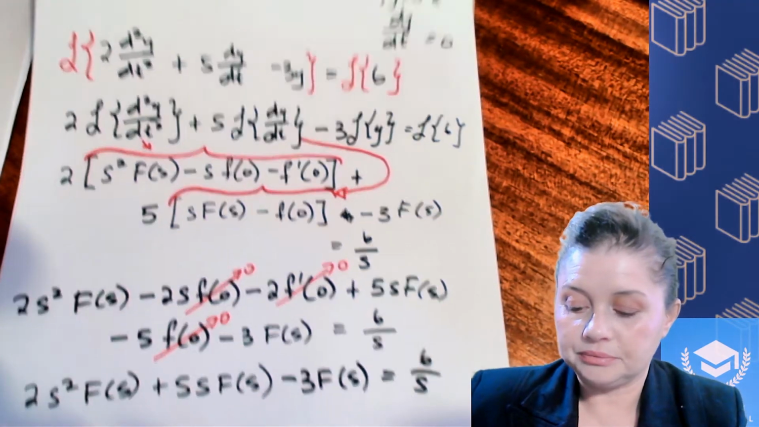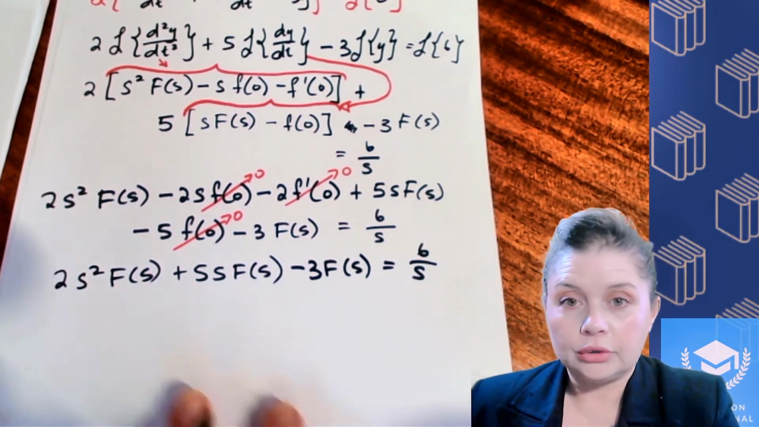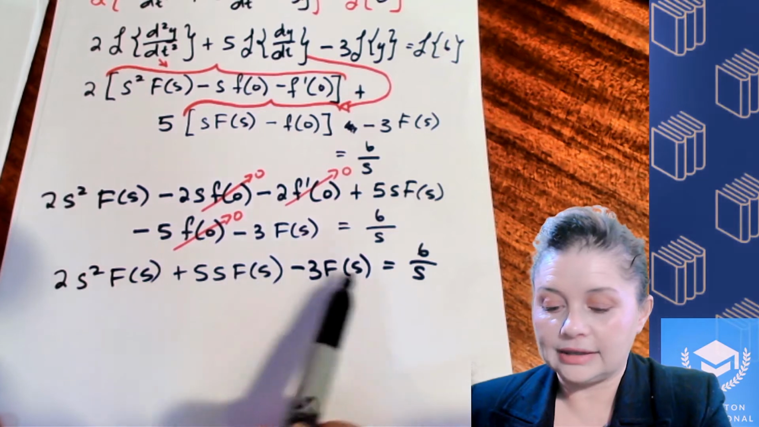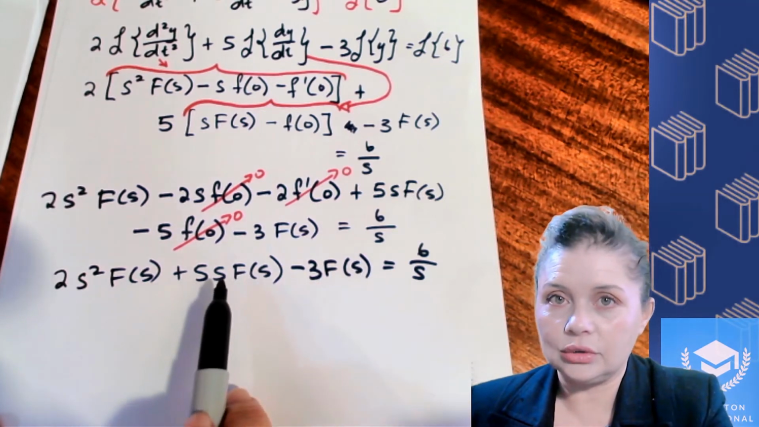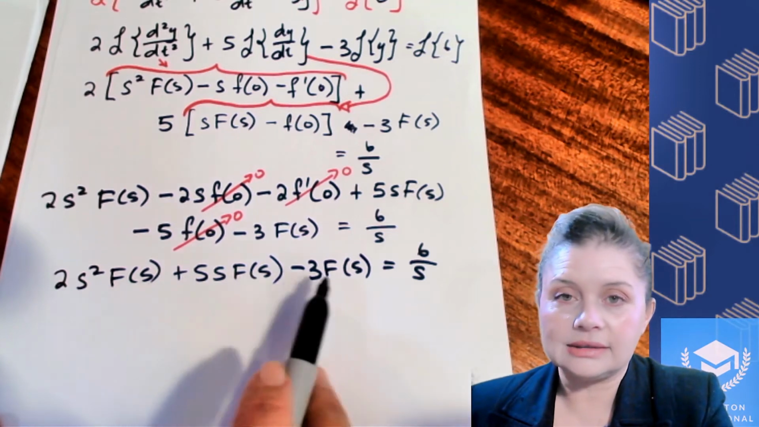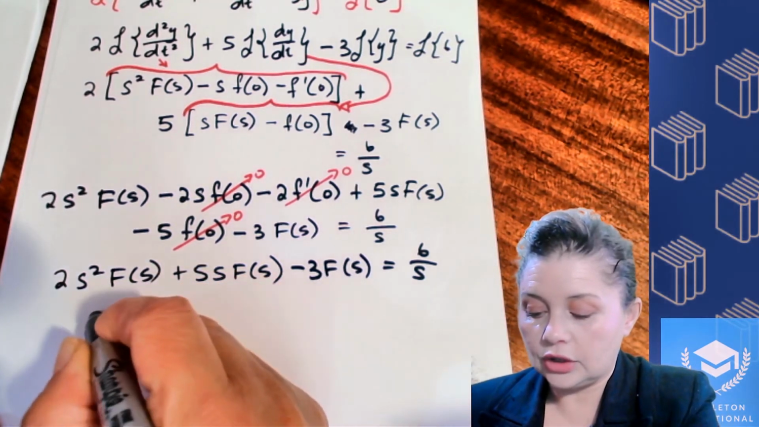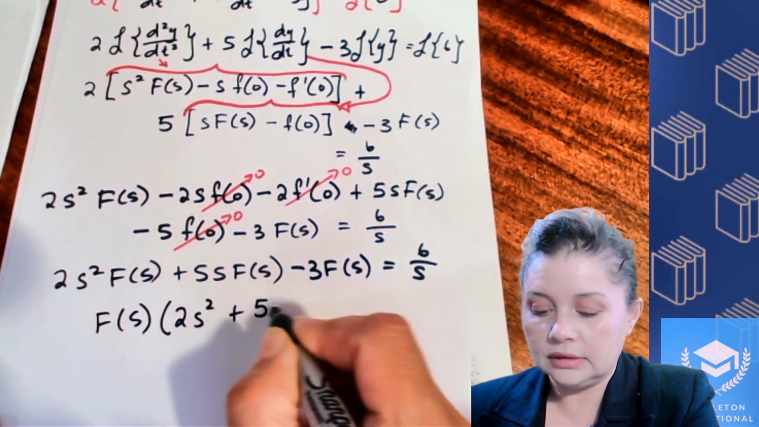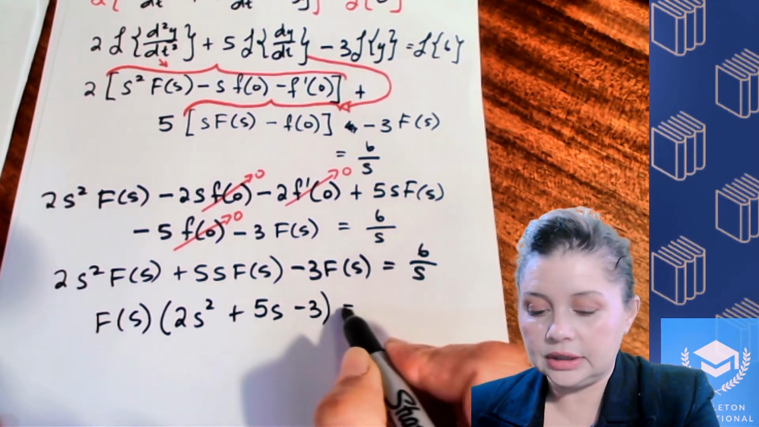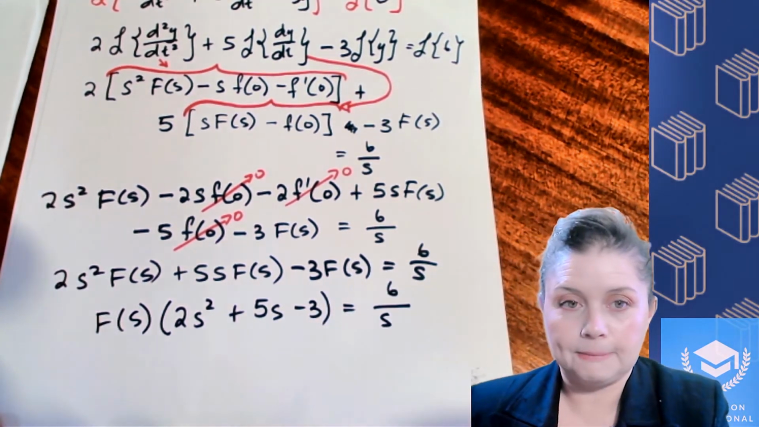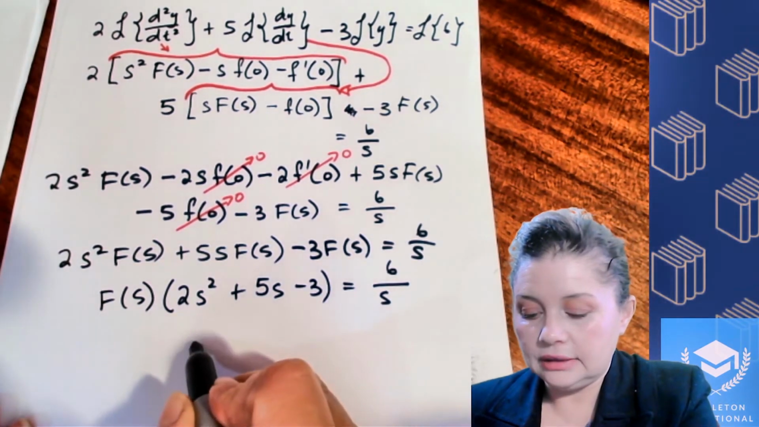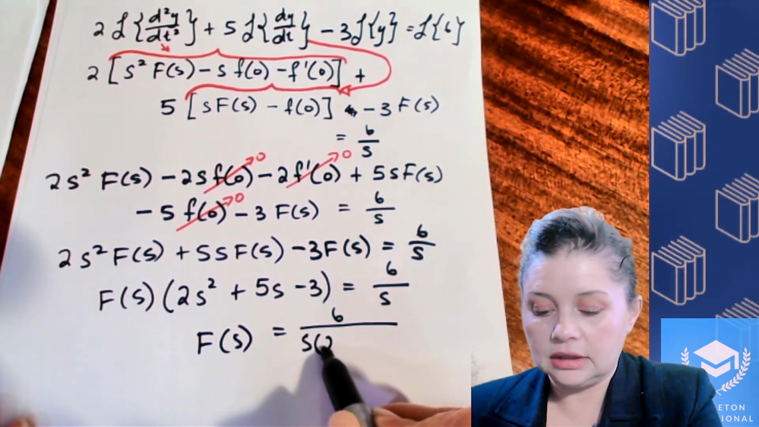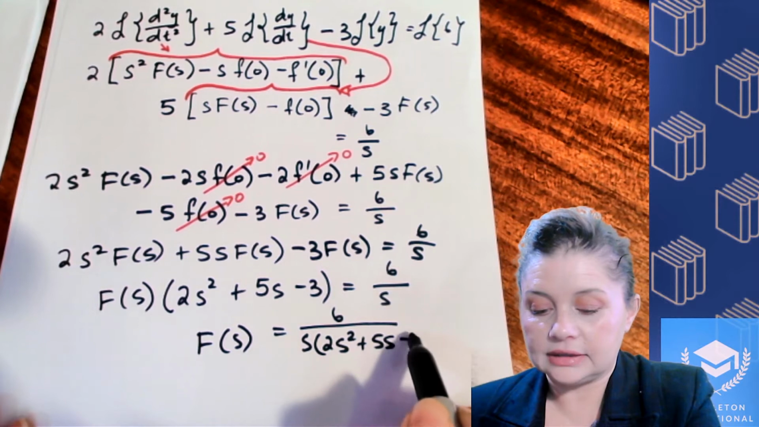And what you'll see on your left hand side is that each of these terms has an F of s in it, right? And the F of s is your Laplace transform. So we're going to make that the subject of the formula. So we've got F of s times 2s squared plus 5s minus 3 equals 6 over s. Okay? Then we can say F of s is equal to 6 over s times 2s squared plus 5s minus 3.